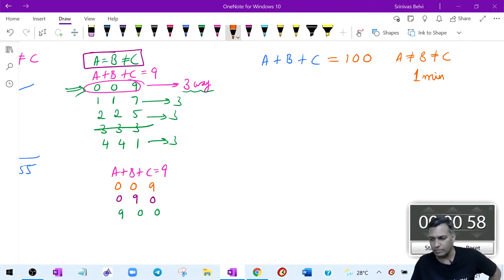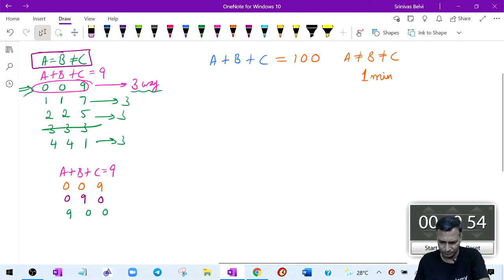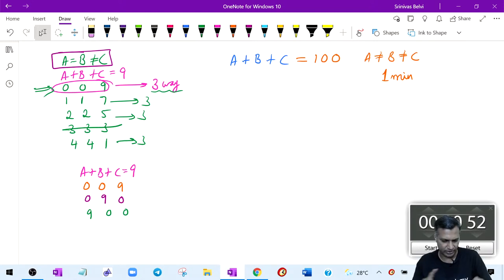Because in the exam, it will be a large number, of course. Need not be as large as 100. I have not seen 100. That's okay. Generally, it will be in the 20s, 30s is what I've seen. Doesn't matter.